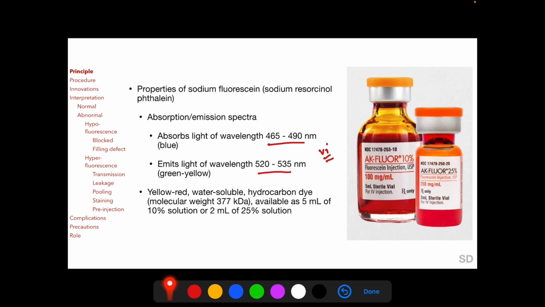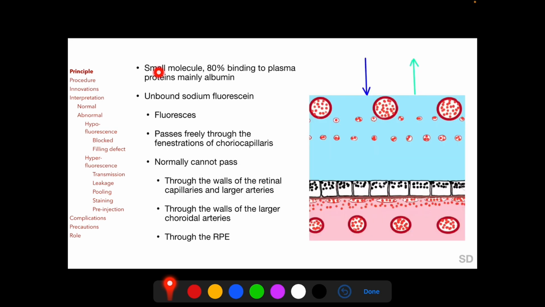Sodium fluorescein is a yellow-red water-soluble hydrocarbon dye which is available as either 5 ml of 10% solution or 2 ml of 25% solution. Sodium fluorescein is a small molecule with 80% of the injected dye binding to plasma proteins, mainly albumin, and it is only the unbound sodium fluorescein which fluoresces.